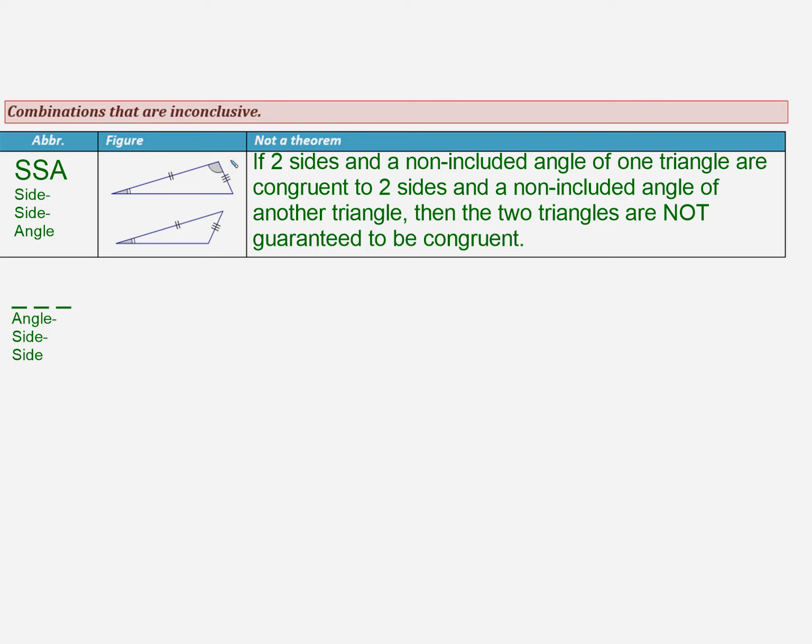I kind of messed this up here. This angle should not be highlighted here. We have angle side-side congruent to angle side-side, and we notice that these two triangles are definitely not congruent. So you cannot use side-side angle.